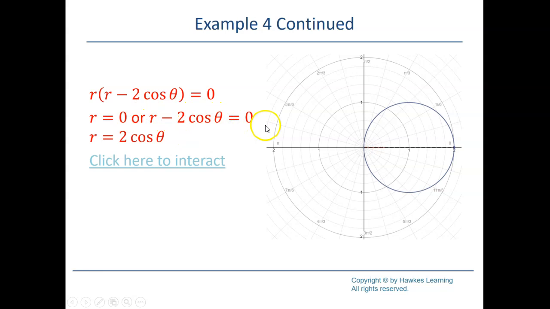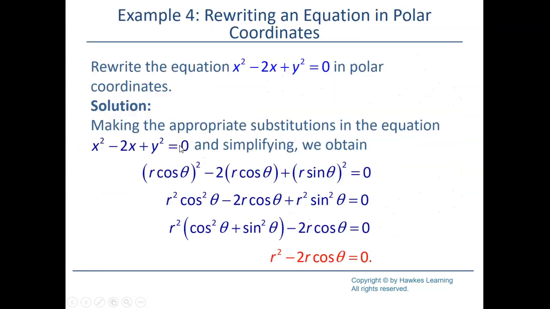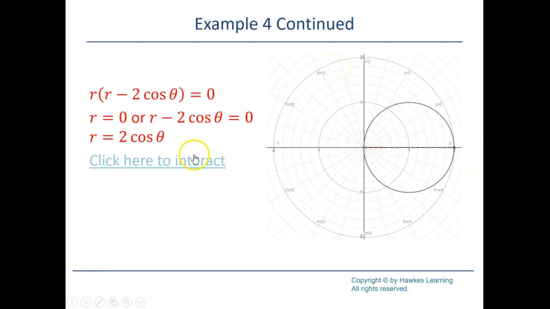But this guy right here, r minus 2 cosine theta equals 0. If I add 2 cosine theta to both sides of the equation, I get r equals 2 cosine theta. That is the same equation as what we started with. Okay, and what I have here, this says click here to interact.